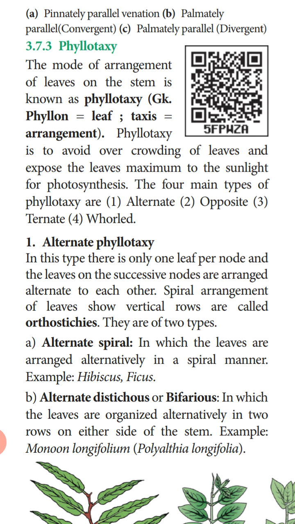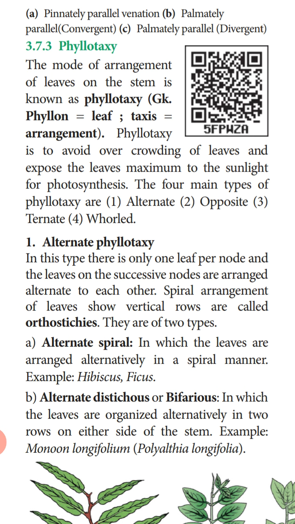In this type, there is only one leaf per node and the leaves on successive nodes are arranged alternate to each other. The spiral arrangement of leaves shows vertical rows called orthostichies. They are of two types. So alternate phyllotaxy we have studied: in one node only one leaf is present. In the successive node, that is the next node just above it, another leaf will be present, but the arrangement of both leaves will be in opposite directions.